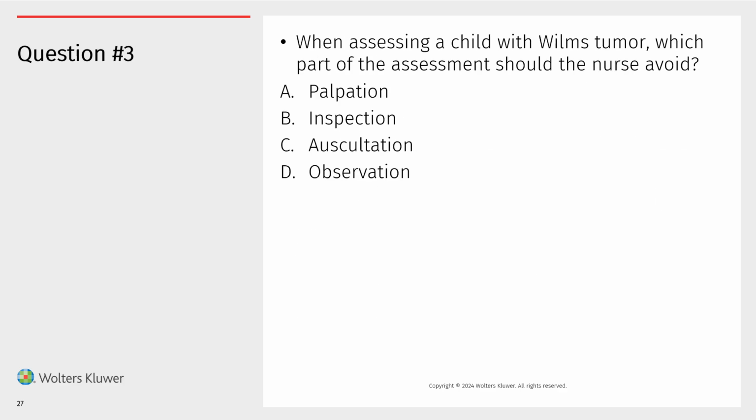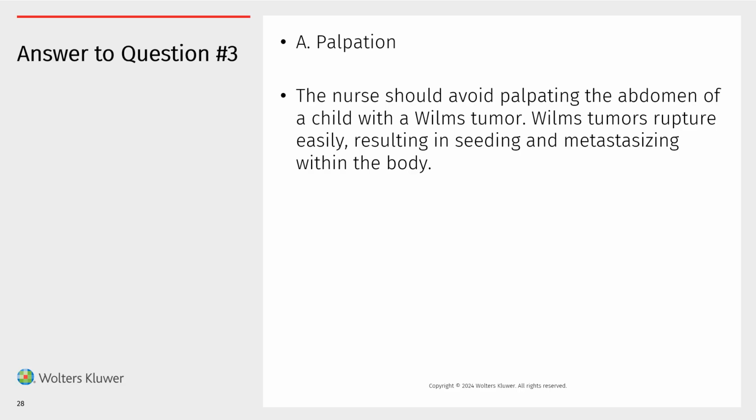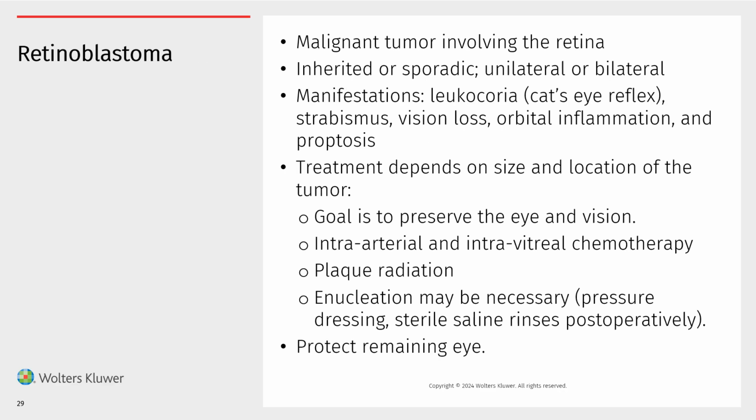When assessing a child with Wilms tumor, which part of the assessment should the nurse avoid? Hint, hint, belly. Yes, palpation. The nurse should avoid palpating the abdomen of a child with a Wilms tumor. Wilms tumors rupture easily, resulting in seeding and metastasizing within the body.